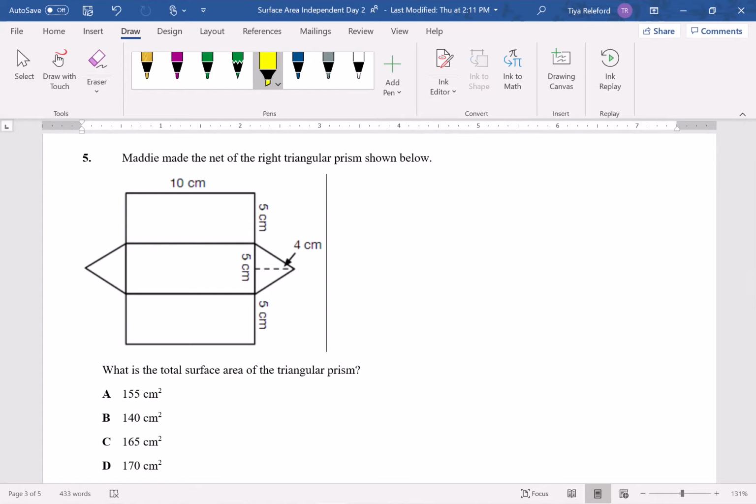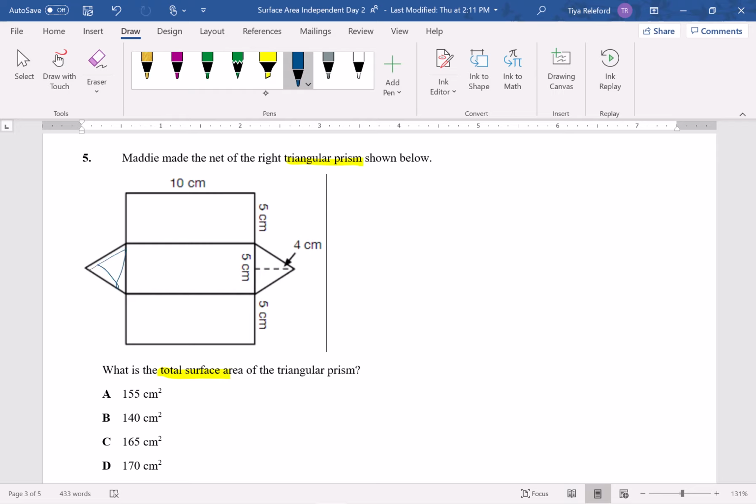Maddie made the net of the right triangular prism shown below. That is not a right triangular prism. I don't know why it says it is. It is a triangular prism. It says, what is the total surface area of the prism? So, total means everything.